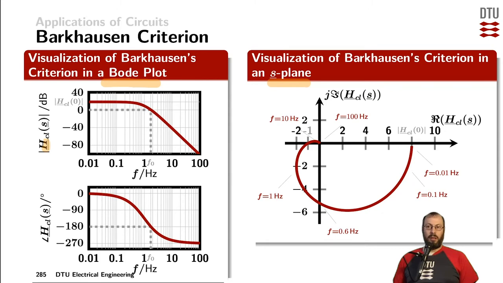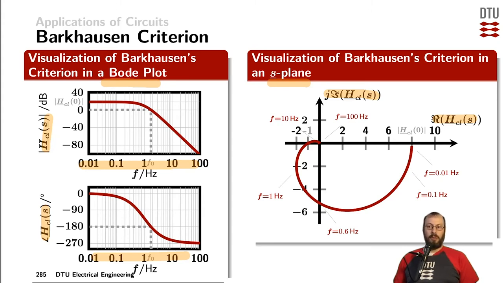The Bode plot has the amplitude on the y-axis on the upper graph and the phase on the y-axis of the lower graph, and they both share the same frequency x-axis. The diagram on the right-hand side is plotting the real part of the transfer function on the x-axis and j times the imaginary part of the transfer function on the y-axis.